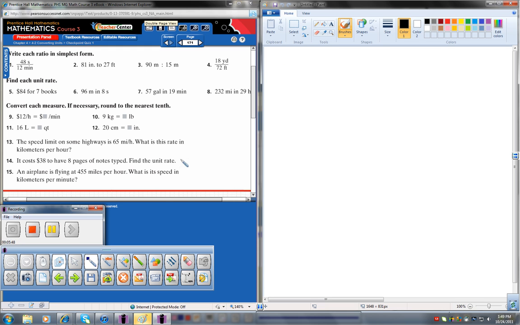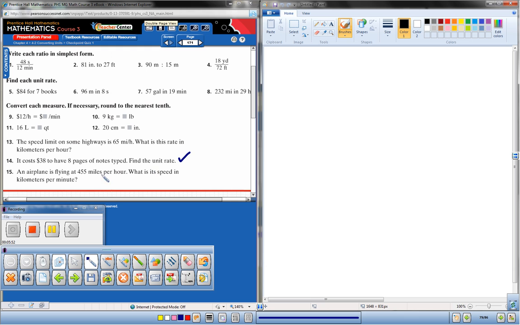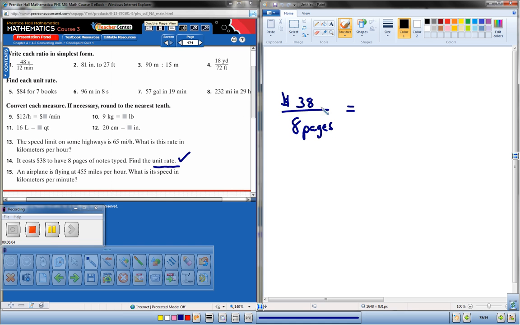Question number 14, the last one, is asking for the unit rate, which means write it as a fraction, $38 over 8 pages. Divide the numbers out. 38 divided by 8, I believe, comes out to be 4.75. And that's dollars per page. That's your unit rate.